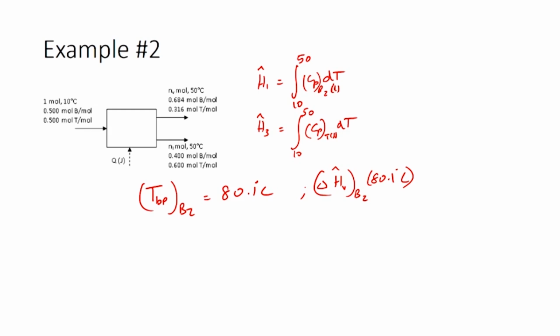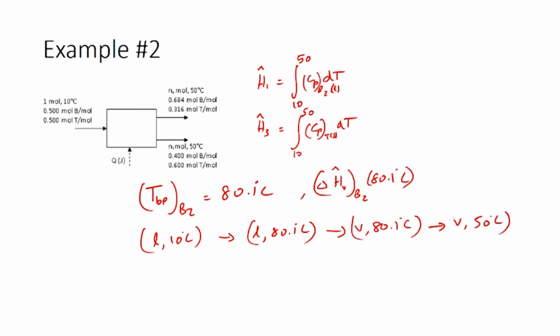So, we will have to build a hypothetical path where benzene at the reference state, which is liquid at 10 degrees Celsius, is heated to liquid at 80.1 degrees Celsius, and at 80.1 degrees Celsius it converts from liquid to vapor, and the vapor benzene at 80.1 degrees Celsius is cooled back to 50 degrees Celsius. So, this would be the hypothetical path: liquid at 10 degrees Celsius goes to liquid at 80.1 degrees Celsius, from here it goes to vapor at 80.1 degrees Celsius, and from here it goes to vapor at 50 degrees Celsius.